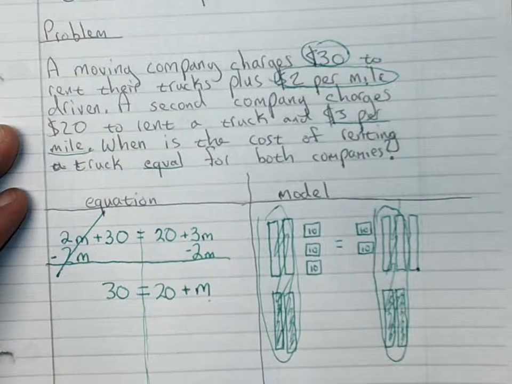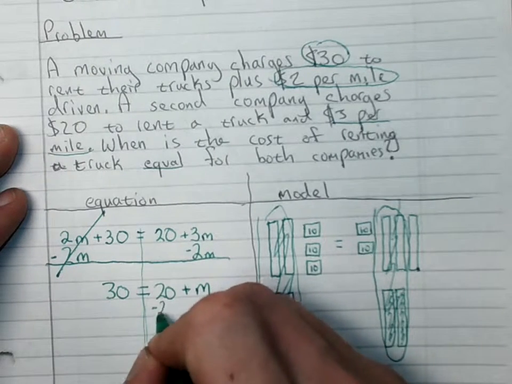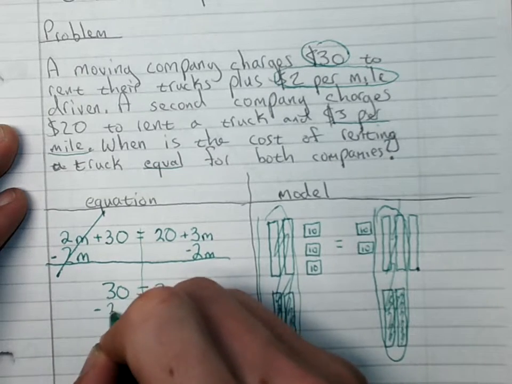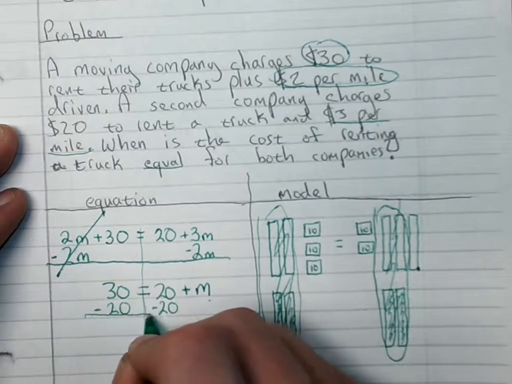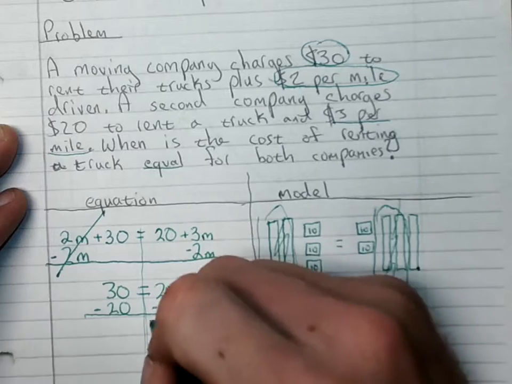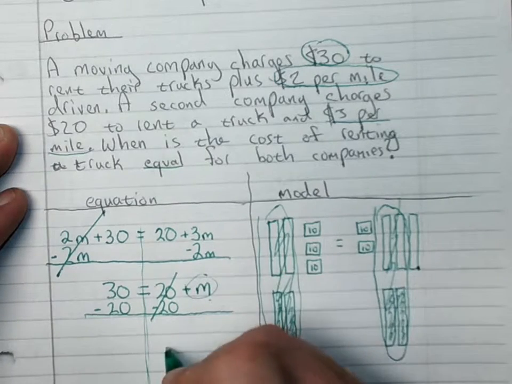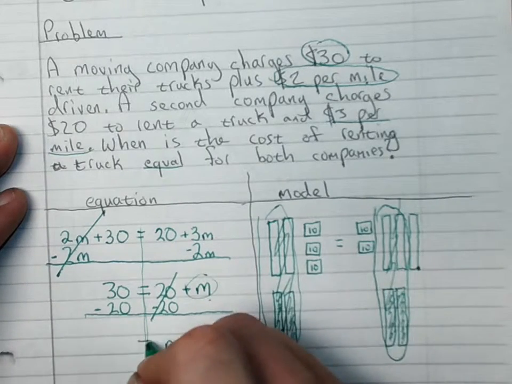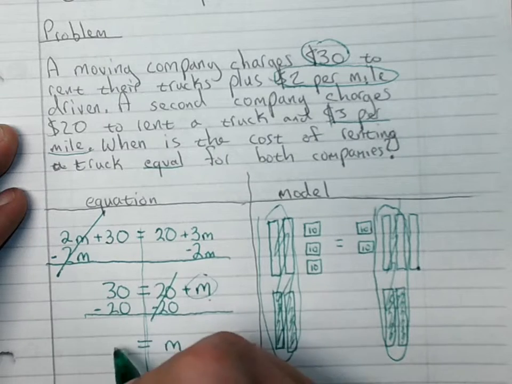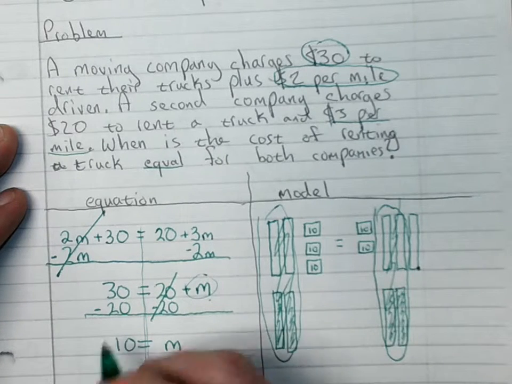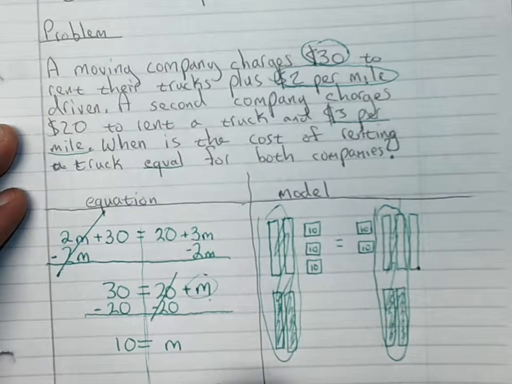And I want that M to be all alone, so I'm going to subtract 20, or to say it differently, add -20 to both sides. 0 pair, the M is all that's left, so that one comes down. 30 minus 20 is 10, and my answer is 10 miles.